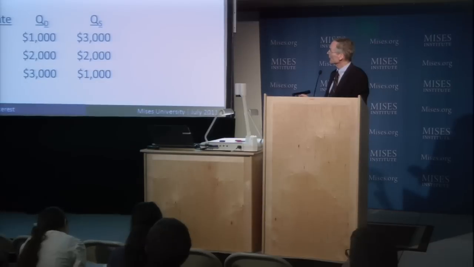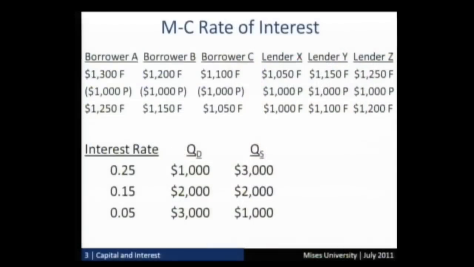Lender X then has lower time preferences, as we say, right? Less intense preference for the present. So notice lender X is willing to accept a 5% premium in future money to surrender in trade $1,000 of present money. So he's the most eager lender. Y is less eager, only willing to lend at a 15% premium. And lender Z is the least eager, only willing to lend at a 25% premium.